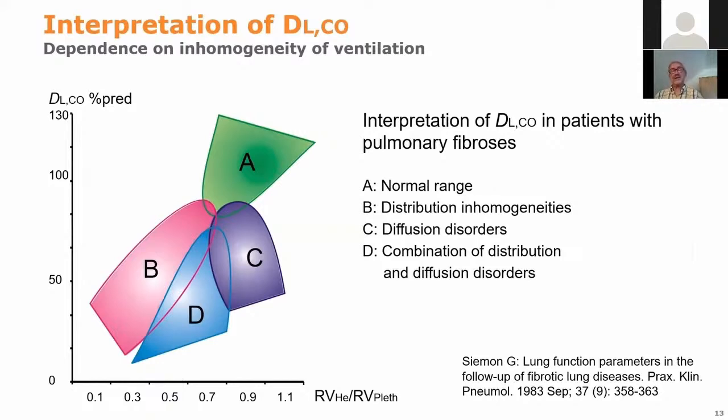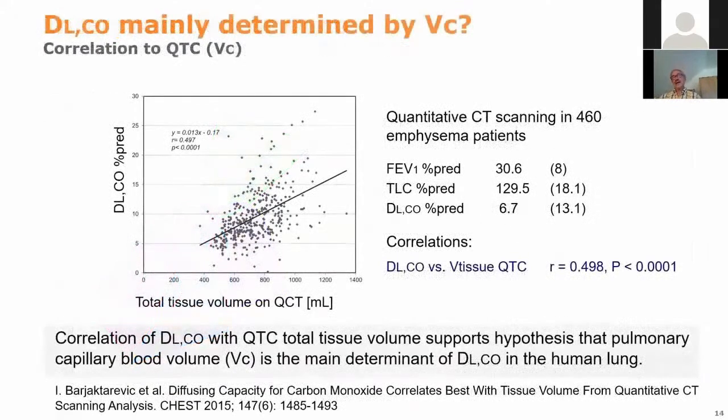This is important in the interpretation, because if there is a high degree of inhomogeneity, DLCO is expressing the inhomogeneity of the lung. There is very often another question. The DLCO is one value, you have one test result, and the question is, there are two components which determine this test result. This is the membrane and also the capillary blood volume, and which of these components dominates.